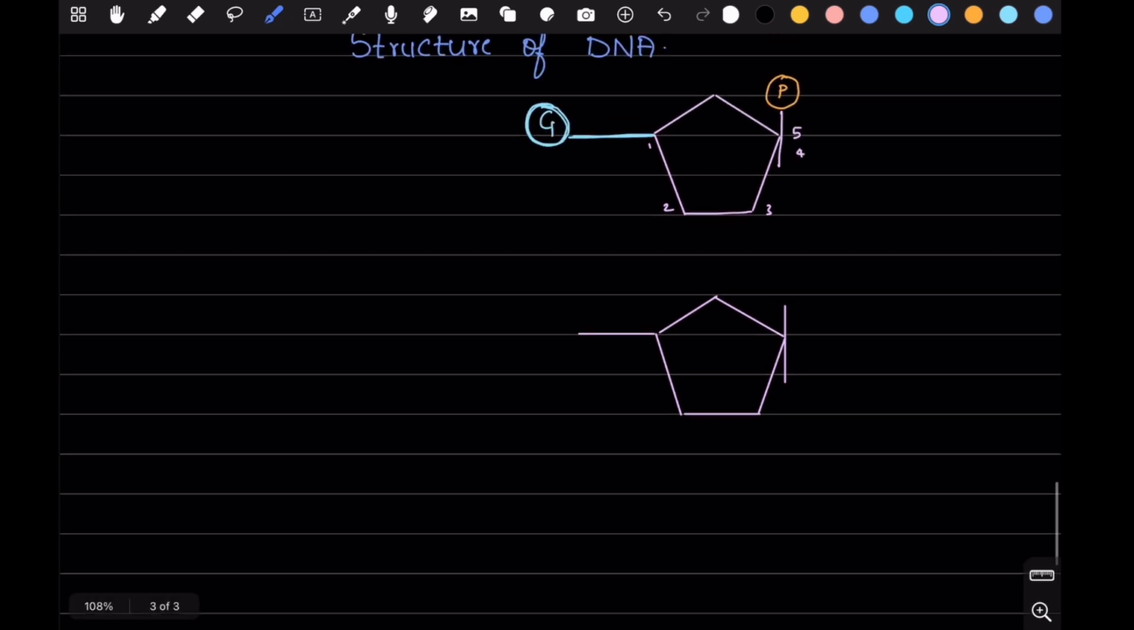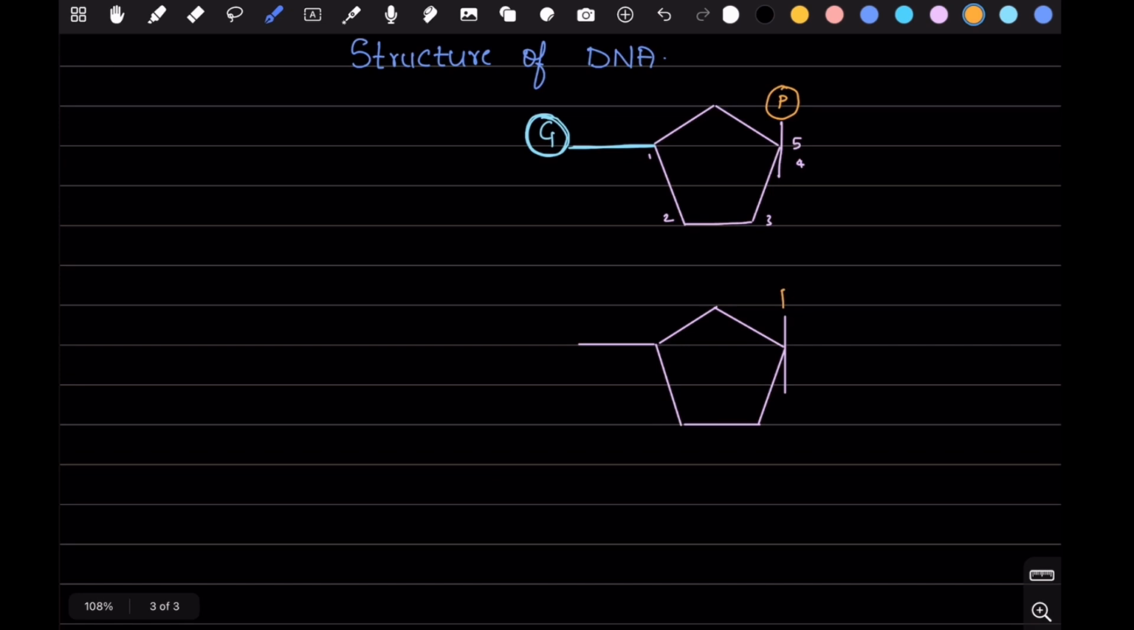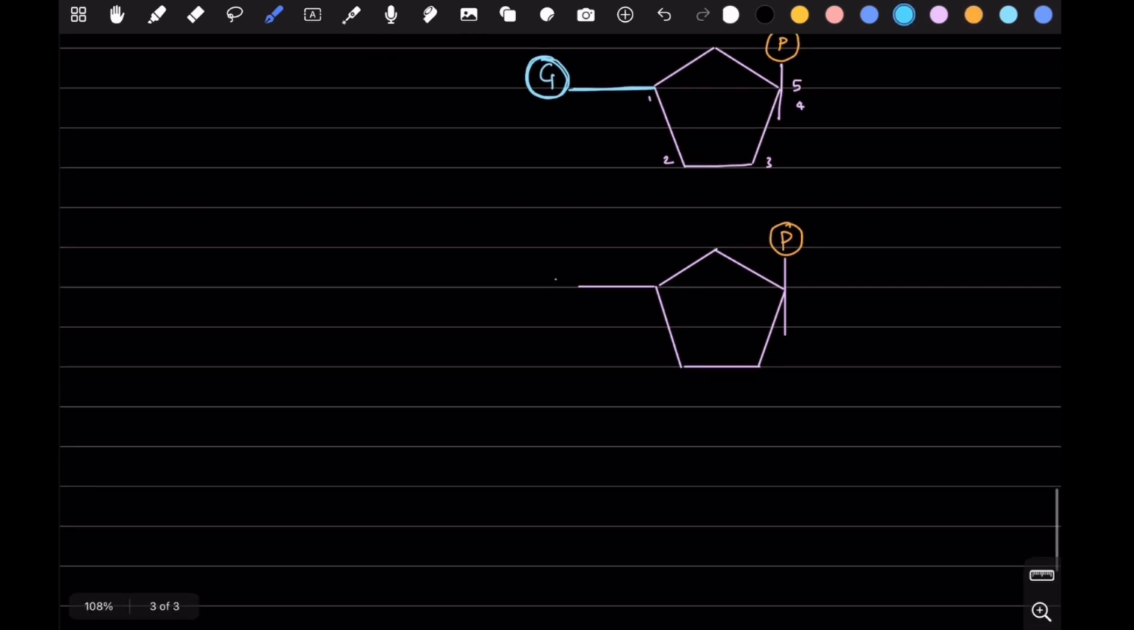Again, I told you it's a chain of nucleotides. Obviously, we have to draw another nucleotide over here to make a chain of nucleotides to make a DNA. Let's draw another nucleotide here and let's bind the 2 nucleotides together. We have a phosphate group here at the 5th place, and let's take a different nitrogenous base. Instead of G, let's take T at this place.